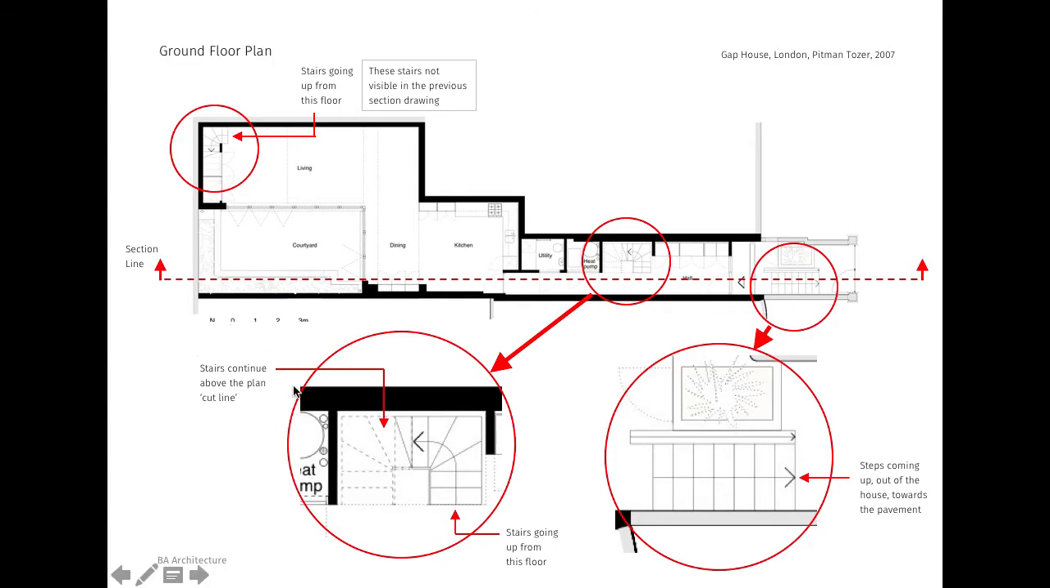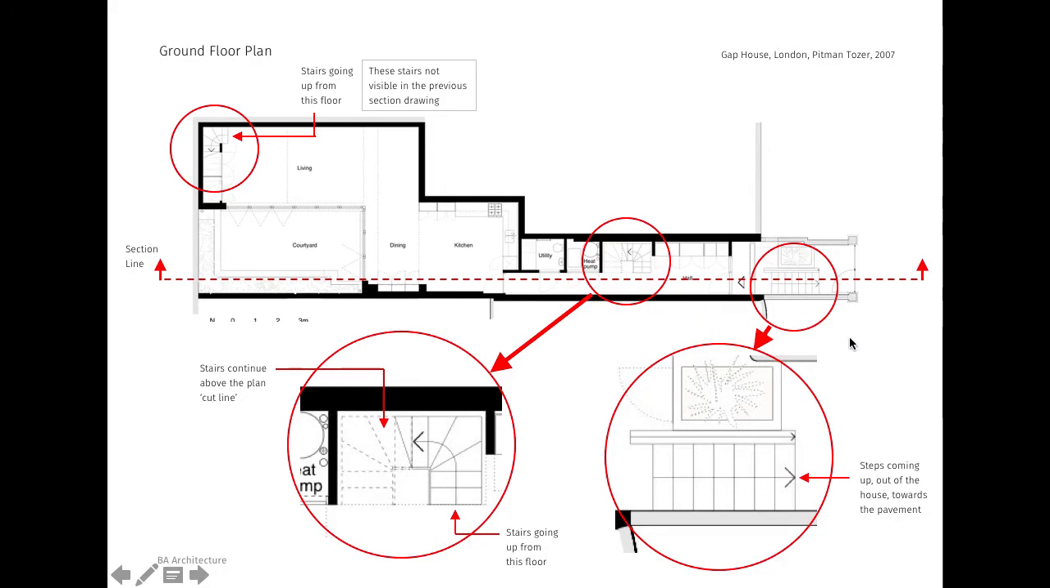So you can see the stairs continue above the plan cut line. The stairs are coming up from this floor and indicated with the arrow. And you can see also in this house there's also a stair at the back. It wasn't revealed in the section because it was hidden behind these walls and so on. But there is another set of stairs back there in the plan.